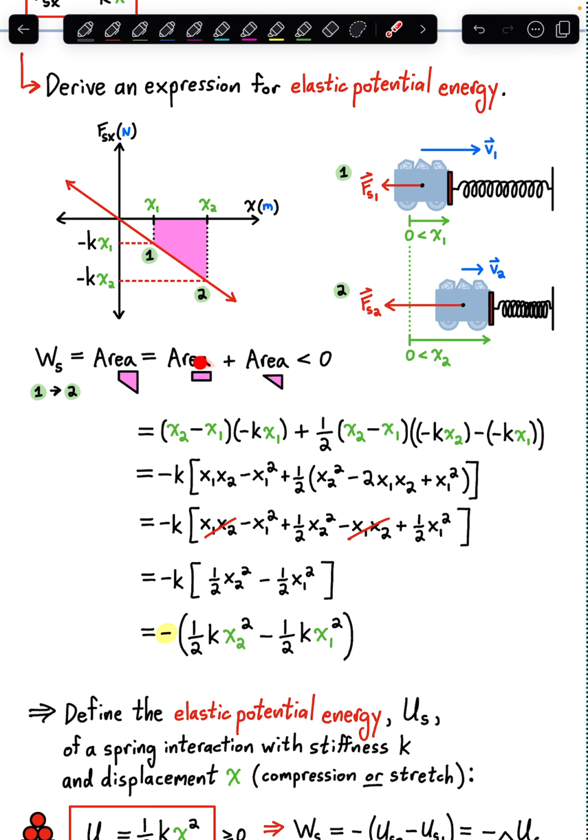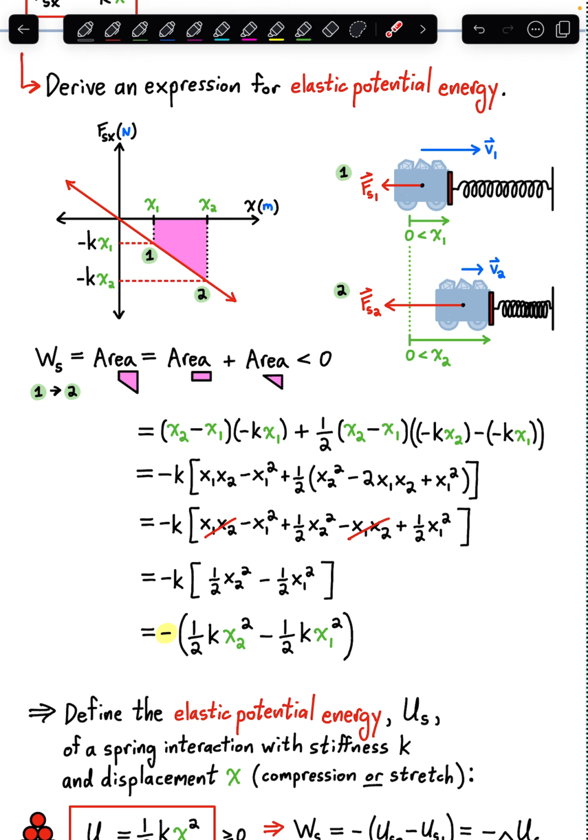All right, so now some geometry. First, the area of the narrow rectangle. That'll be its width, x2 minus x1, times its height, which will be minus kx1. So that's this expression here for the area of that rectangle. Then the area of this little triangle: 1/2 base times height. So 1/2 times the base, which will be x2 minus x1, and the height of this triangle will be minus kx2 minus kx1. So that's this expression here, 1/2 base times height for that little triangle.